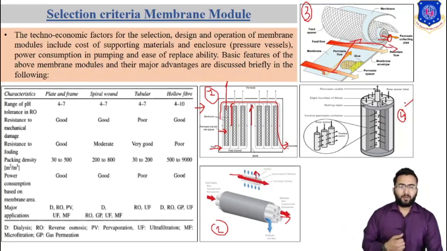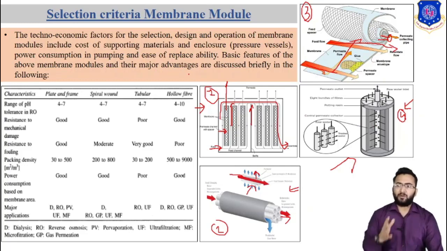Then we discuss the hollow fiber membrane module, which also looks like a tubular membrane module. The principle of separation of the hollow fiber membrane module is the same as the tubular module, but the difference is that in the tubular module we use a tube whose diameter is about 0.5 centimeter to 10 centimeter, whereas in the hollow fiber membrane module we use fibers or filaments whose diameter is in microns. More than 1000 fibers are used in one cartridge, and a number of cartridges are used as a module in the hollow fiber membrane module.